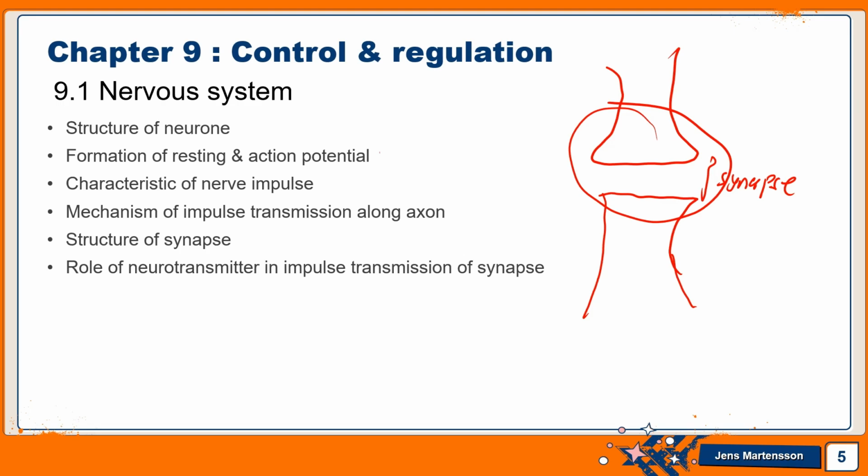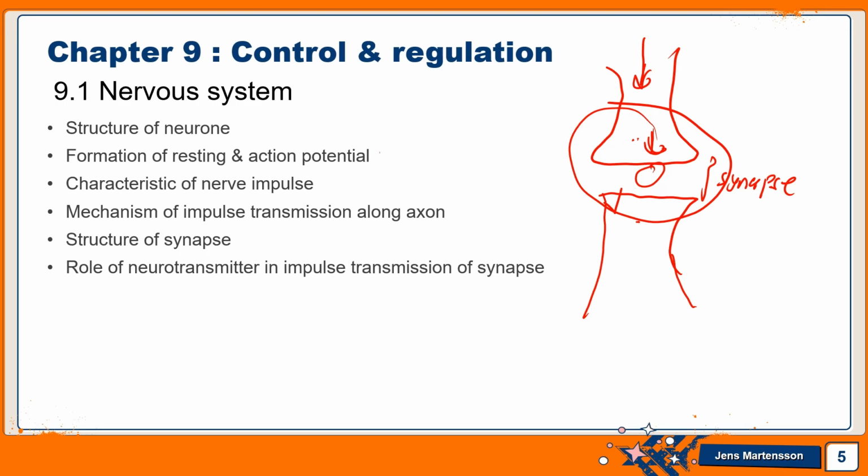We all know that when the nerve impulse comes from one neuron, there will be a gap, right? In synapse there is a gap. So how does the nerve impulse transfer from one neuron to another neuron? Because of the gap, the electrical impulse cannot directly pass through from one neuron to another neuron.